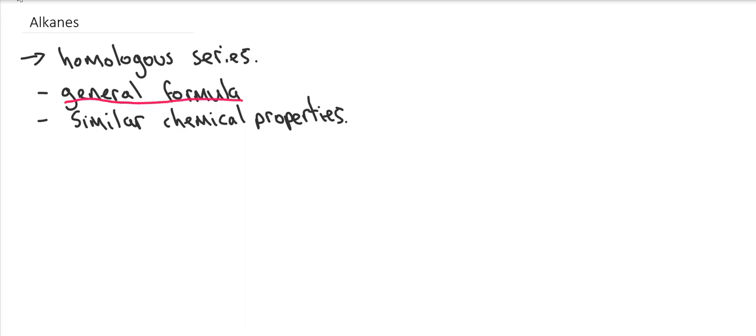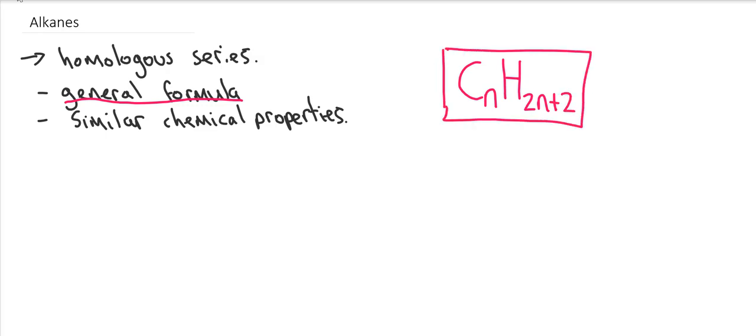And you have to remember this general formula for alkanes, which is CnH2n+2. What this general formula means is n is represented by the number of carbons in the compound. So this formula tells us that however many carbons we have, we times that number by 2 and then add 2, and that's how many hydrogens we have.